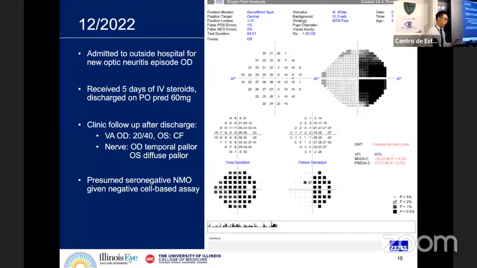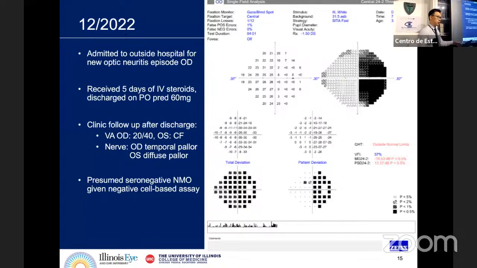Similar presentation, but the vision was reportedly not as bad. I think they got 20/60. We don't have the exact records from the outside hospital. He was admitted there. They got IV steroids on board again, did not do Plex this time, and discharged him on oral prednisolone, high dose of 60 milligrams. And he came to clinic a few days after the discharge from the other hospital.